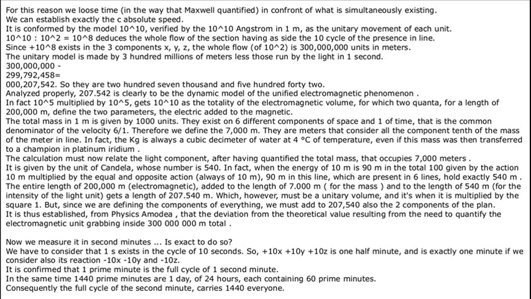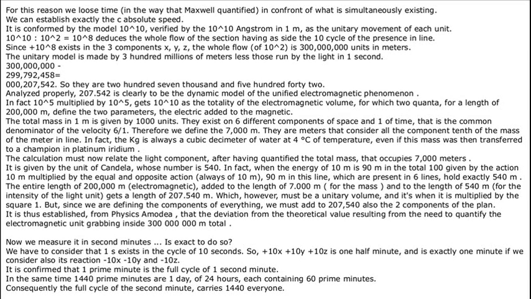Therefore, we define the 7,000 meters. They are meters that consider all the components tenth of the mass of the meter in line. In fact, the kilogram is always a cubic decimeter of water at 4 degrees of temperature, even if this mass was then transferred in a champion of platinum iridium. The calculation must now relate the light component after having quantified the total mass that occupies 7,000 meters.